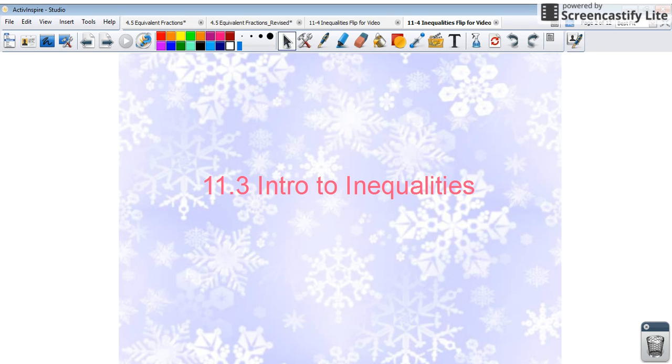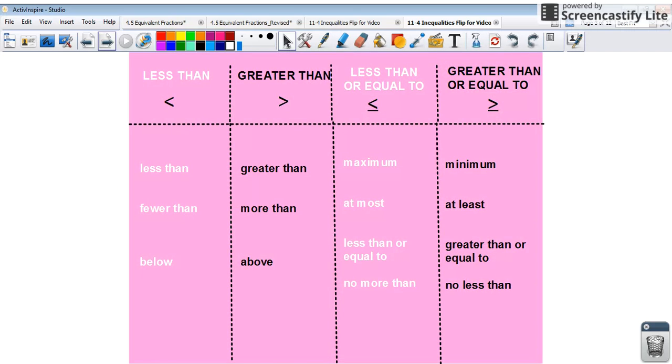Okay, 11.3 covers Intro to Inequalities. So we're going to talk about writing inequalities, what the symbols mean, how to graph them, and how to recognize a graph and write an inequality for that. Okay, so here are all of your inequality symbols.